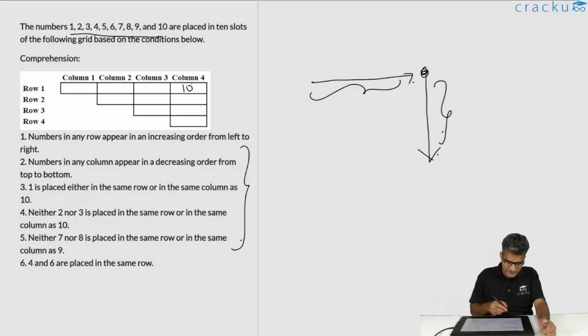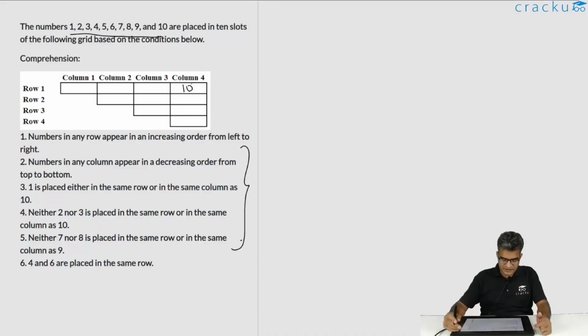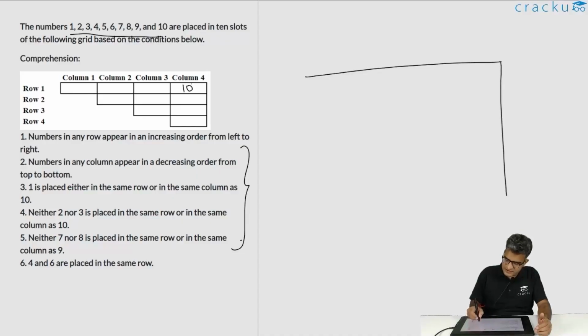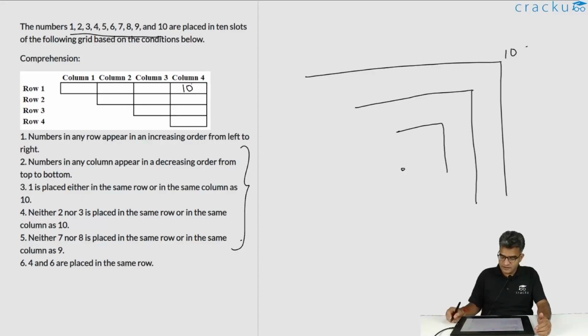Next, if you are looking at it, 1 is placed either in the same row or in the same column as 10. Now we know that 10 is in row 1, column 4. So 1 will be either in column 4 or it will be in row 1. So if you are looking at where 1 will be, if this is 10, here we will get 3 and here we will get 2 and here is 1.